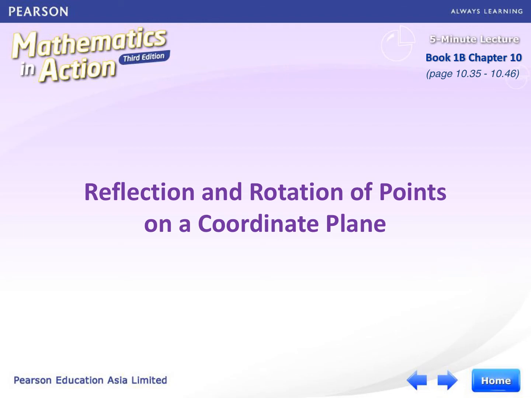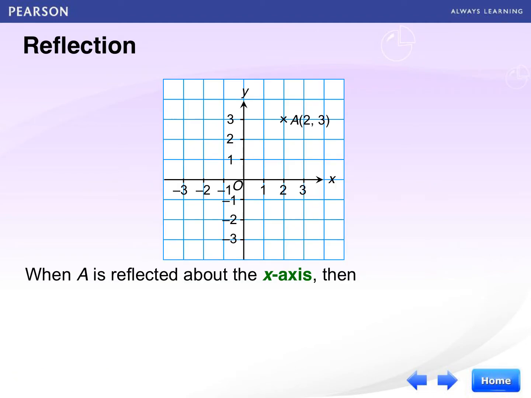Hi students, in this video we will talk about reflection of points on a coordinate plane. Please pay attention to this. First, how does a point reflect? If A is reflected about the x-axis, what will happen? What is the image of A?